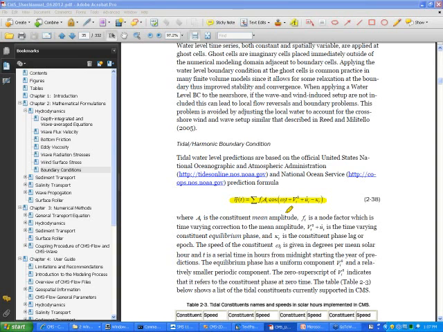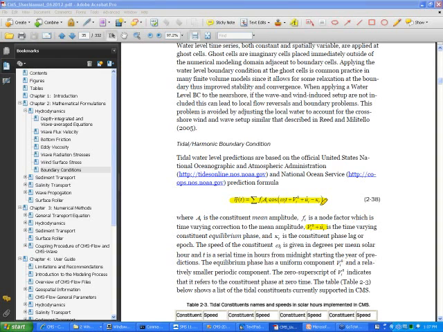Omega is the tidal frequency, T is time, and then these two numbers are what's called the equilibrium phase. They account for temporal variations in the constituent phase lag. Both the node factors and the equilibrium argument are only applied when you apply a tidal boundary condition.